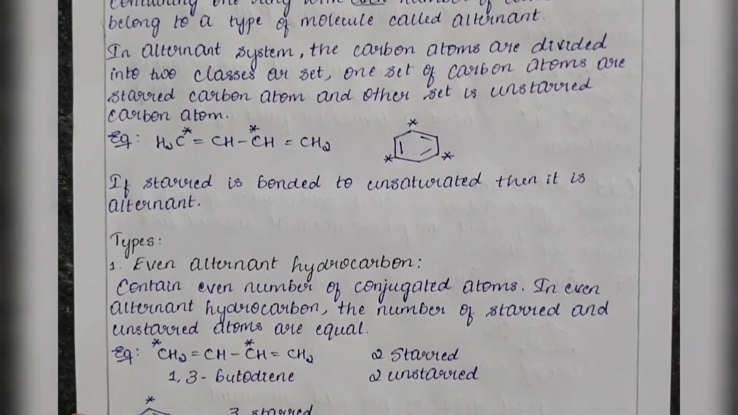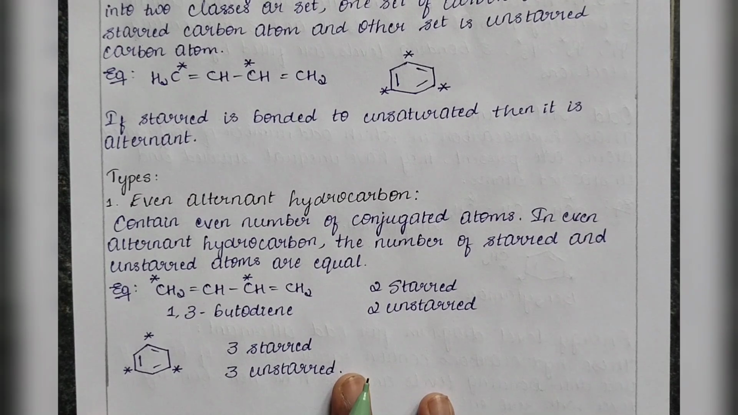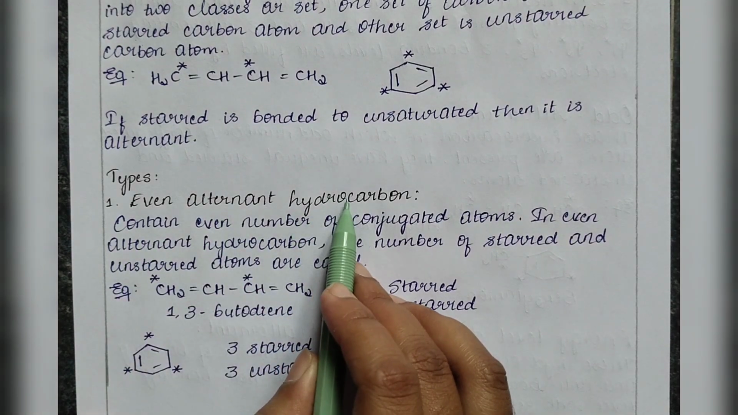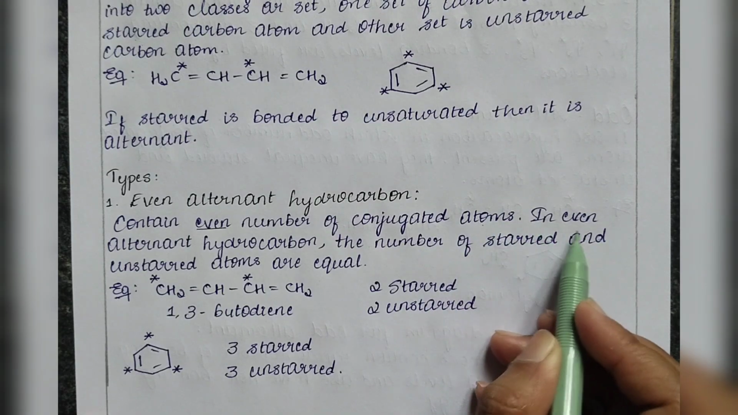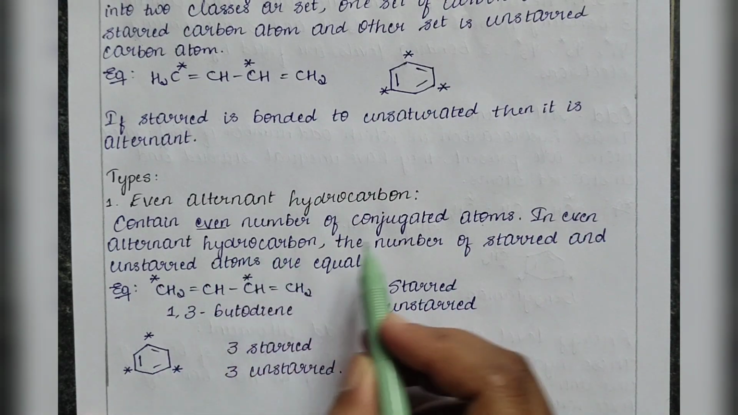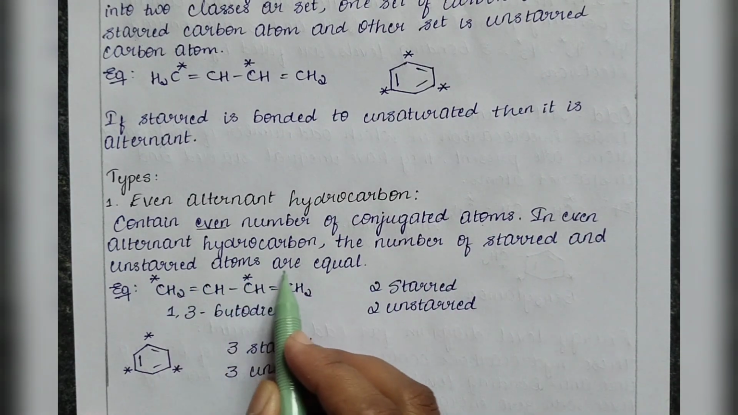And there are types which come under this. The first one is even alternant hydrocarbon. These contain an even number of conjugated atoms. In even alternant hydrocarbons, the number of starred and unstarred atoms are equal.